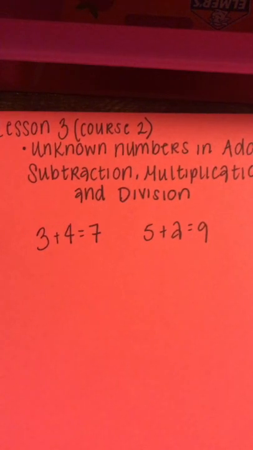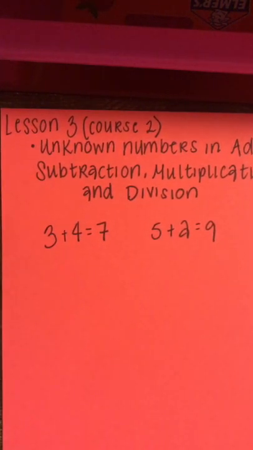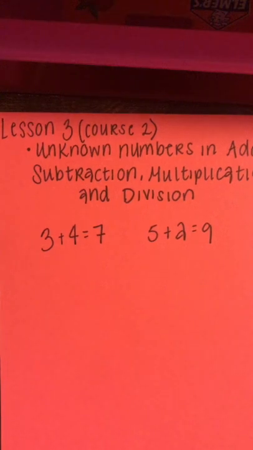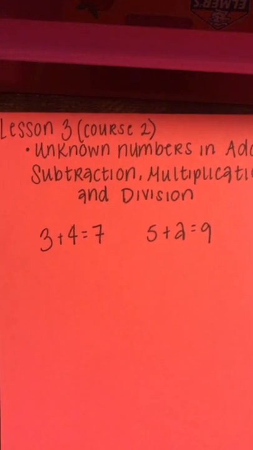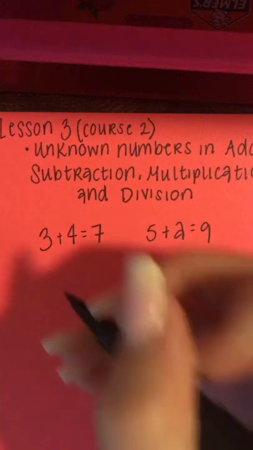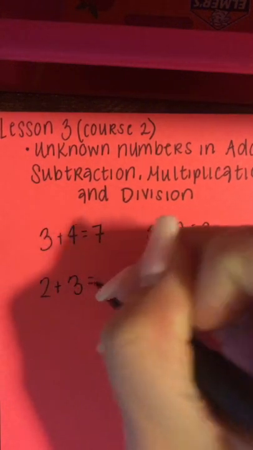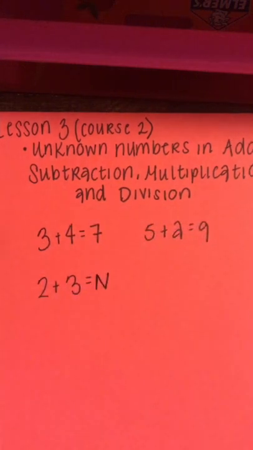So sometimes we might encounter addition equations in which the sum is unknown, while other times we might encounter addition equations in which an addend is unknown. Okay, so we can use a letter to represent an unknown number. This letter can be either lowercase or uppercase, it doesn't matter. So when we have an unknown sum, it might look like 2 plus 3 equals n.